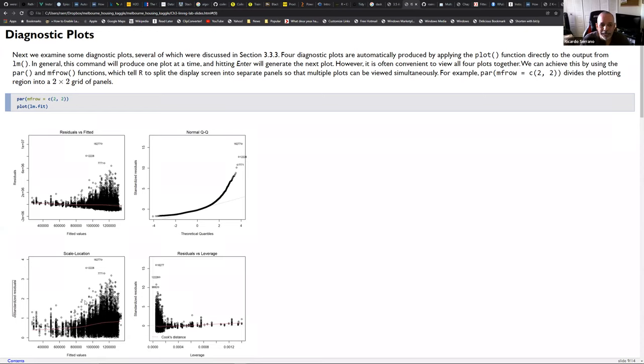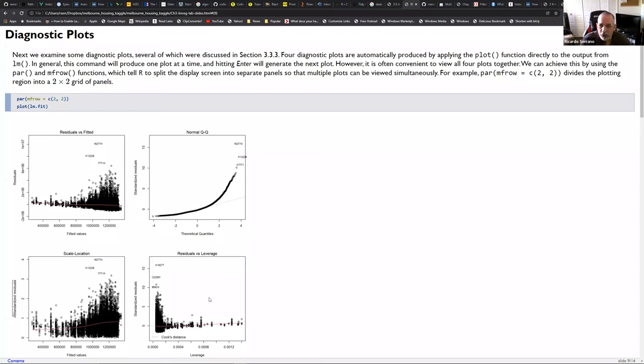Then the third one really tests the constant variance, what is called homoscedasticity. That's a mouthful, right? This plot shows the fitted values versus the square root of the standardized residuals, and that line, as in the residuals versus fitted, should be a straight line. As you can see very clearly, this line starts straight and then goes up. So it's visually showing you that that assumption is violated too.